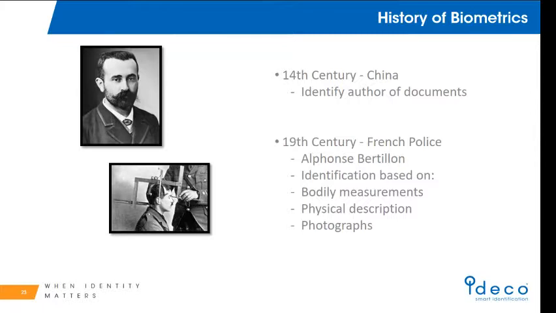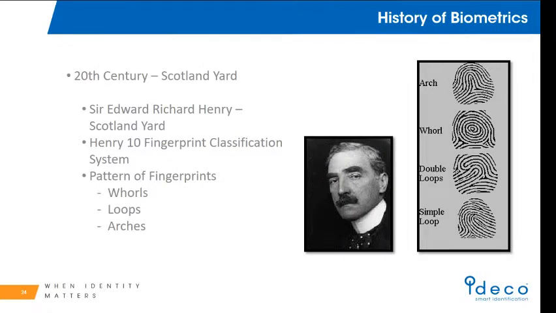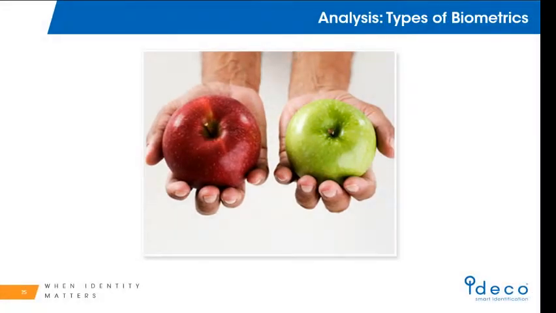In the 19th century, you saw the French police really start focusing on body measurements and photographs from an identification perspective. And then you saw the emergence in the 20th century of fingerprint technology, which is really standard today for most biometric environments. You saw that in the 20th century, not just in England, but also in the US, when they started looking at patterns within fingerprints. So let's look at the various types of biometrics that we can use as part of the processes we define.